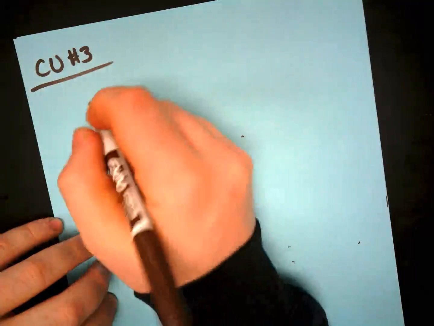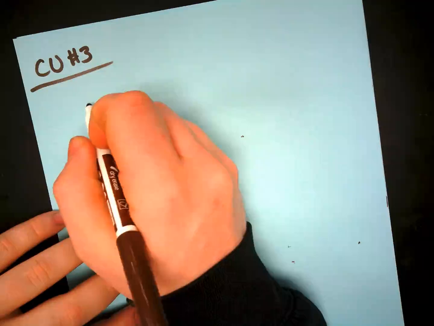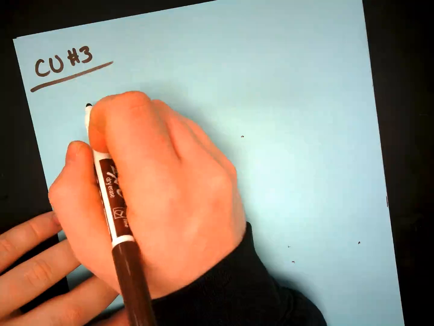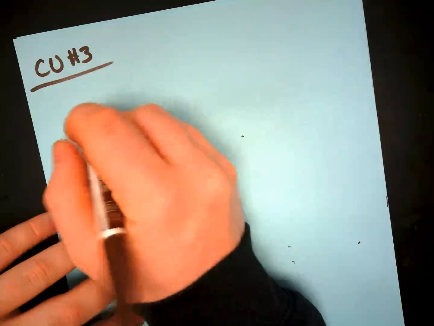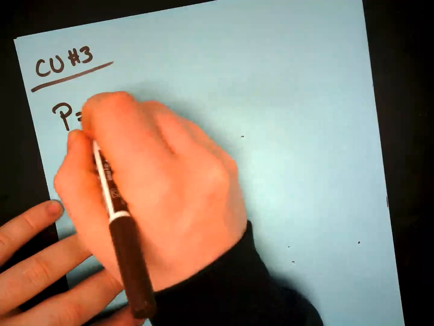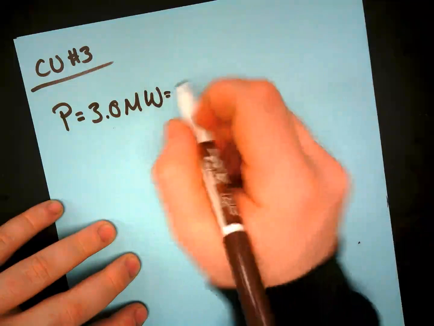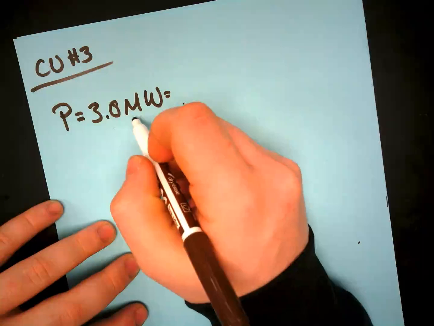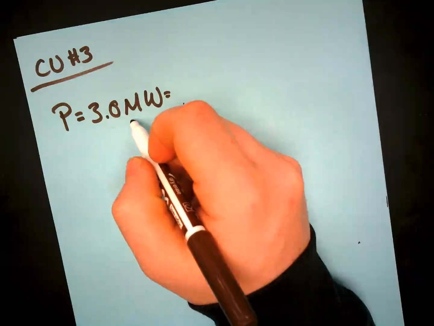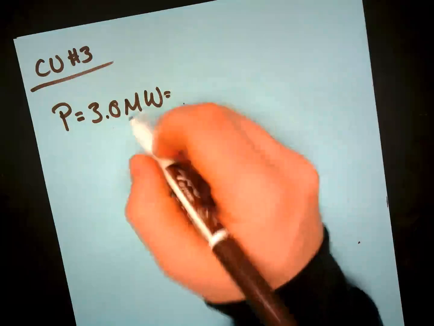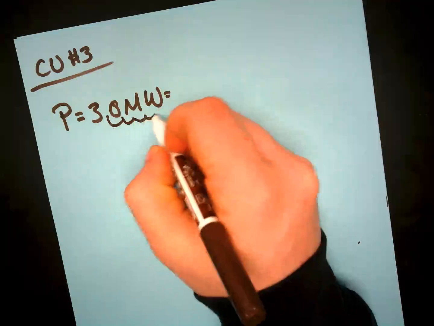So let's take a look here. We're given the power rating of the world's largest generator. We have power equaling 3.0 megawatts, which if we were to take that down, that would be 1 times 10, not to the 3rd power, but to the 6th power. So it would just be 1, 2, 3, 4, 5, 6.